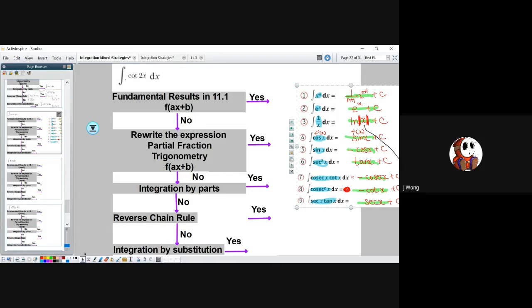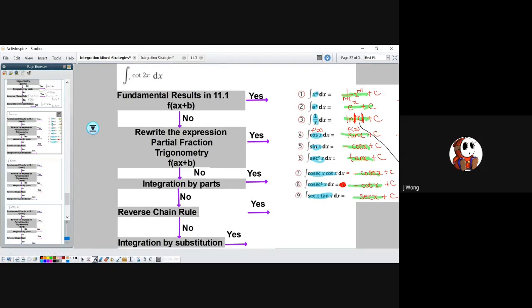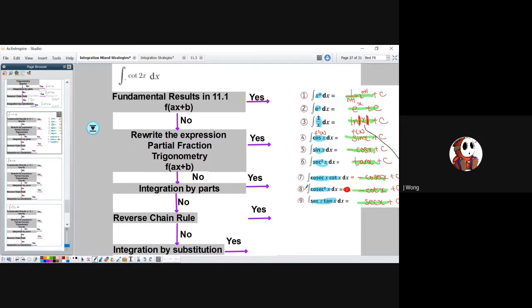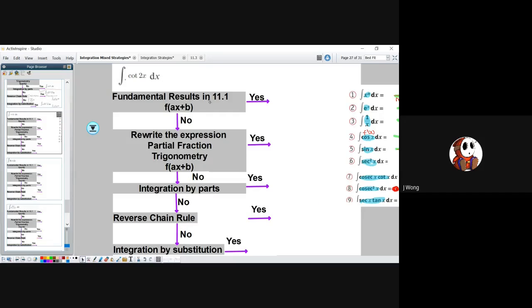You can't reverse these results by saying that if I integrate tan x, that gives me just sec squared. That's not how it works. So I can't really use standard results. So can I rewrite this slightly?